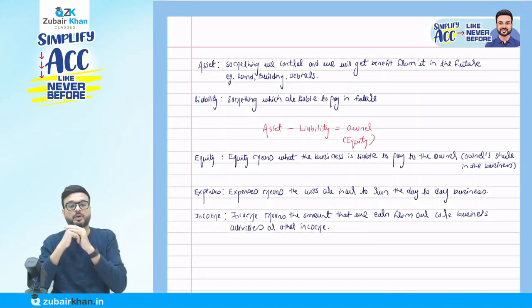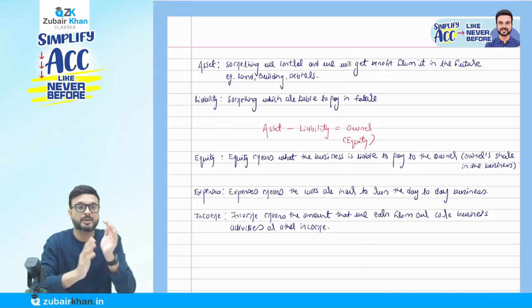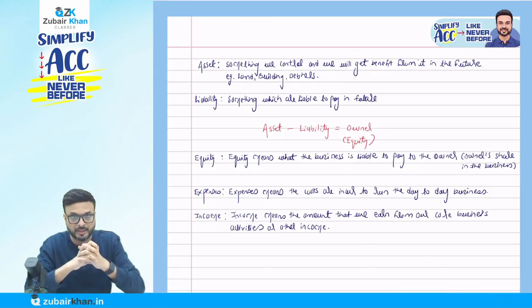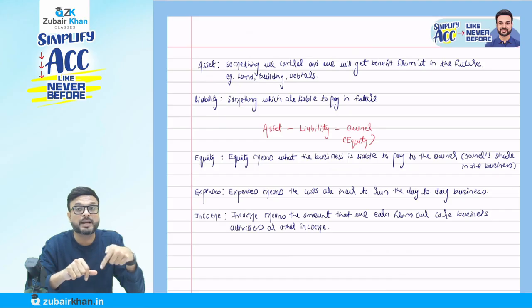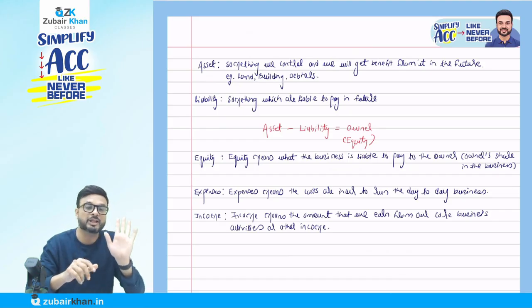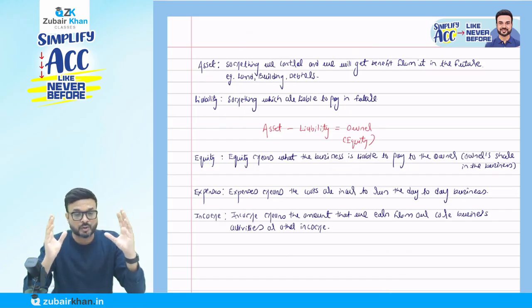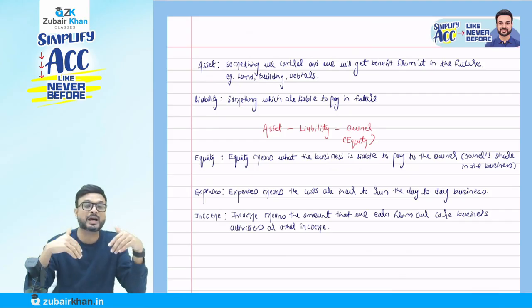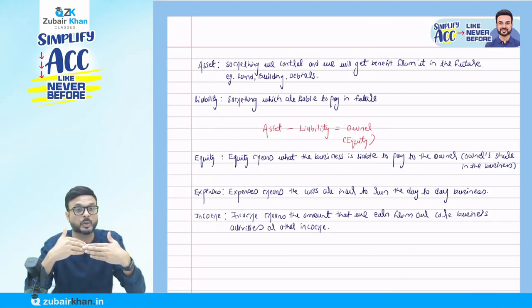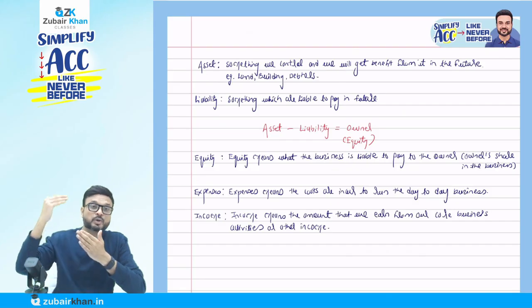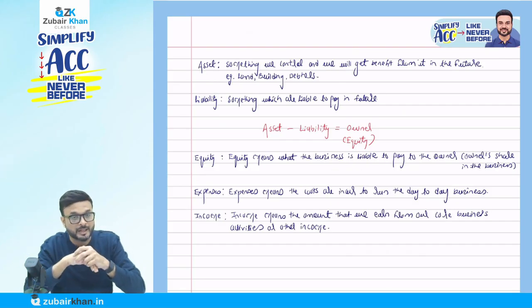Think from the business point of view. The business is liable to pay to the outsider, we call that liability, and the business is liable to pay to the owner, we call that equity. So from the business point of view, both liability and equity are payable by the business. But in one case, the liability is payable to the outsider, but when we talk about equity, it is payable to the owner of the business.